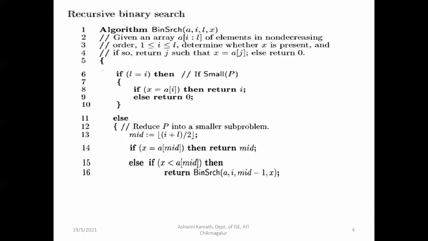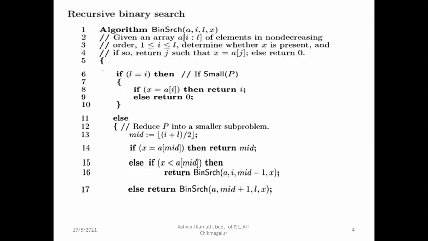Otherwise, if X is greater than A of mid, you have to search in the right side. Here, I need not check the condition, because I'm already checking X equal to A of mid and X less than A of mid. So the only condition left is X greater than A of mid, which I can put in the else part. So if X is greater than A of mid, what happens? I have to change the initial index. I need not search the left array. I have to search the right array.